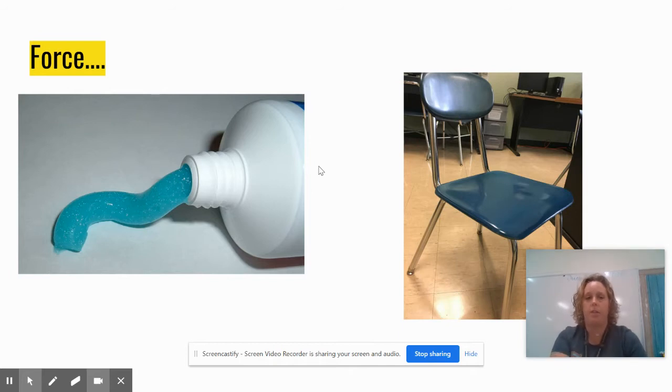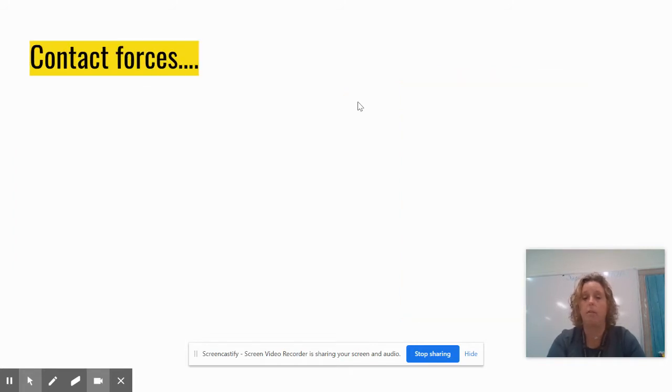Gravity and friction. All right, so force. How many of you brushed your teeth this morning? I hope all of you did. To get that toothpaste out of that tube, you had to put a little force on there. Sitting in a chair, you had to do something as simple as pull that chair out to sit down. Both of those things take force. Okay, so contact force.